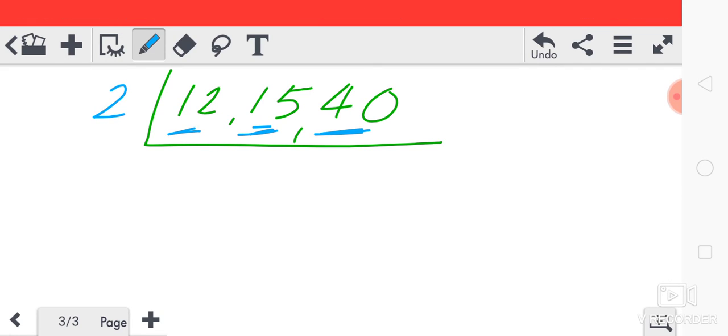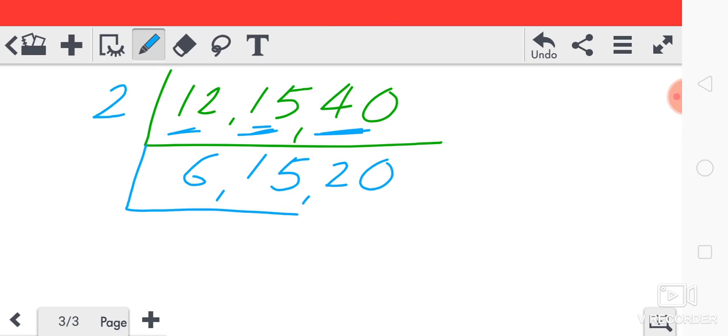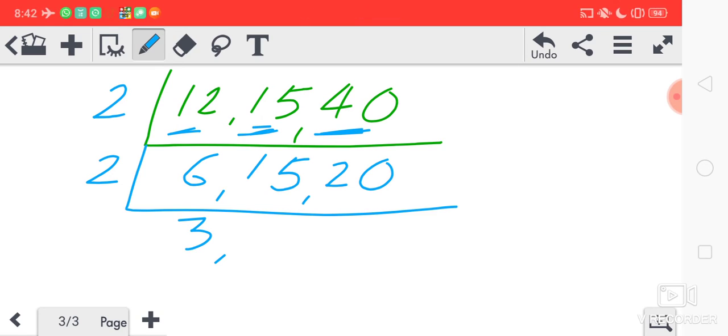We'll take 2. So 2 6s are 12. 15 we don't get in the table of 2, so 15 will write as it is. Then 40 will get in the table of 2. Yes, 2 20s are 40. Okay. Now think of another number. Again we can take 2. Why? Because 2 3s are 6 will get. 15 will write as it is. Then 20, 2 10s are 20. Okay. Now again we'll take.